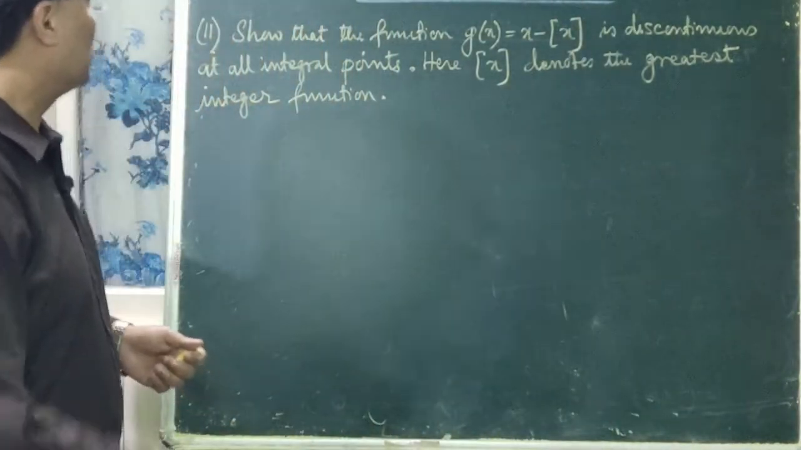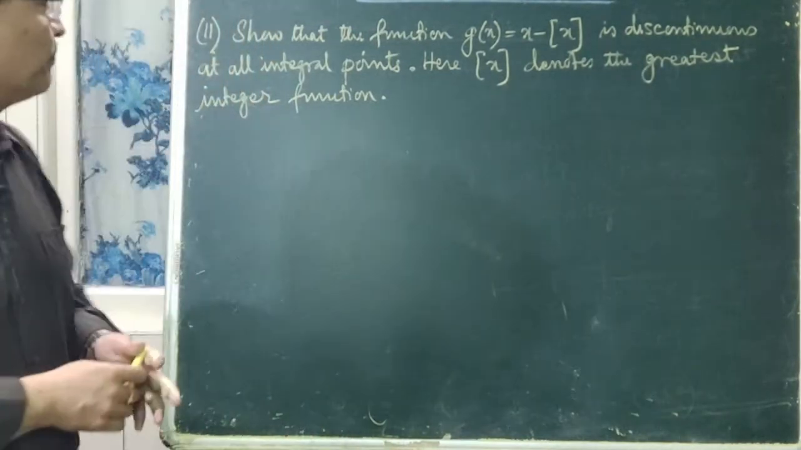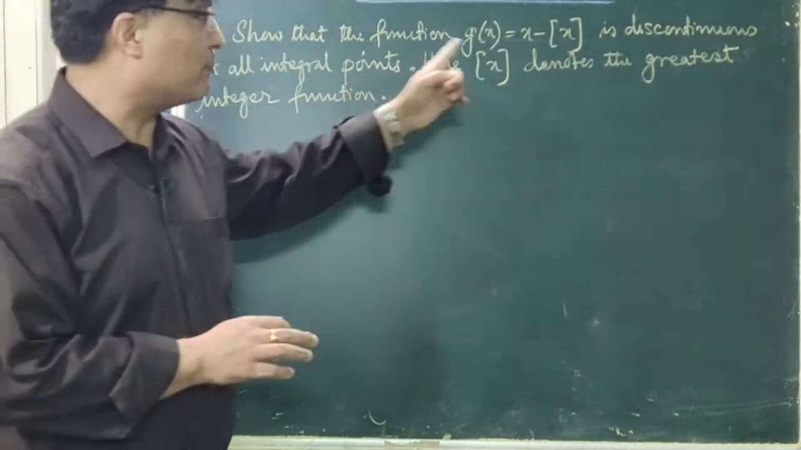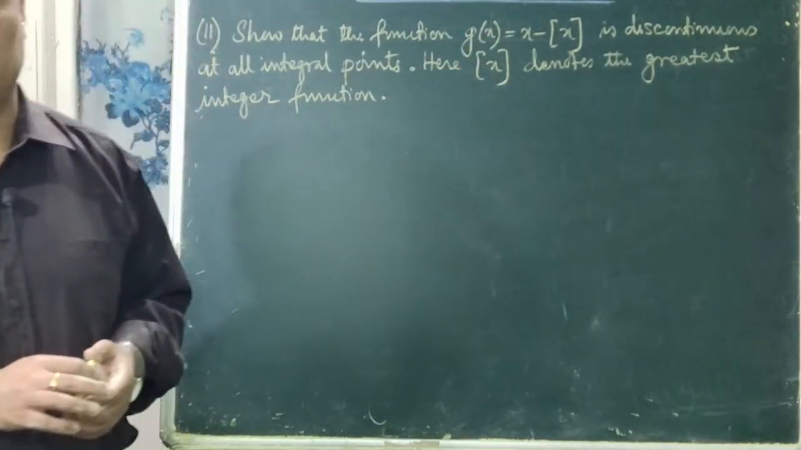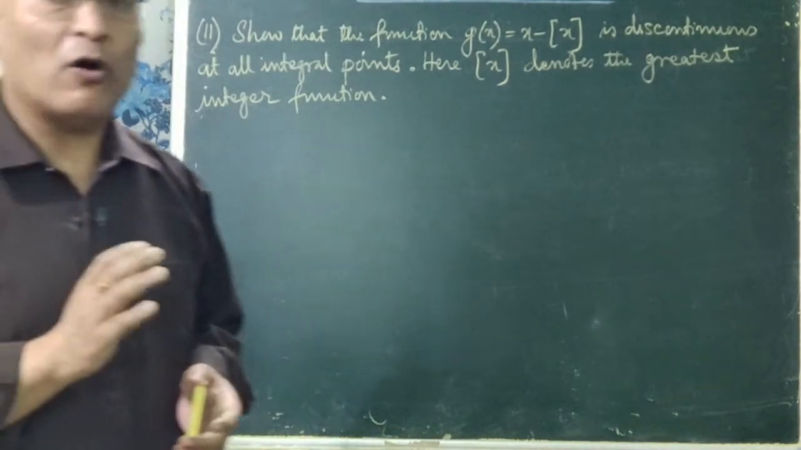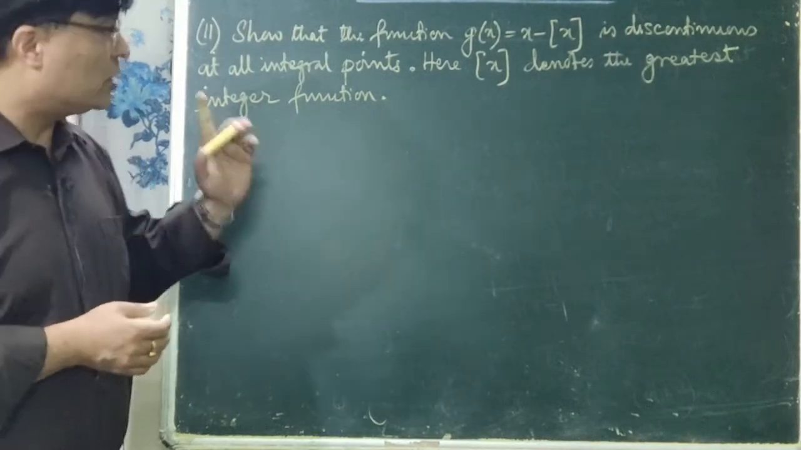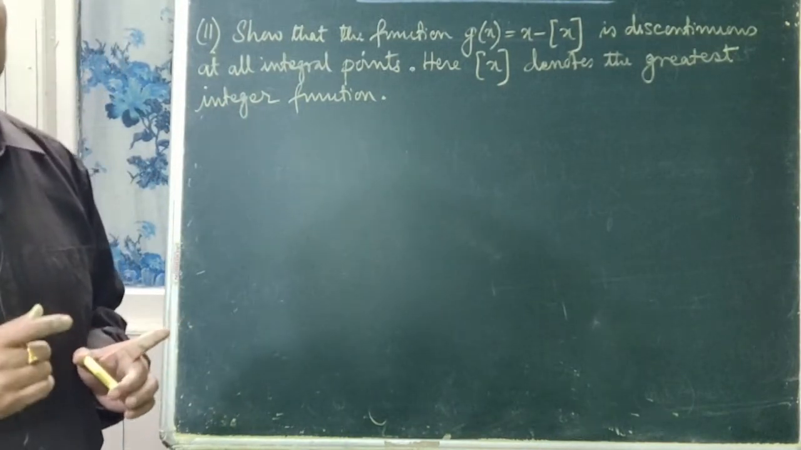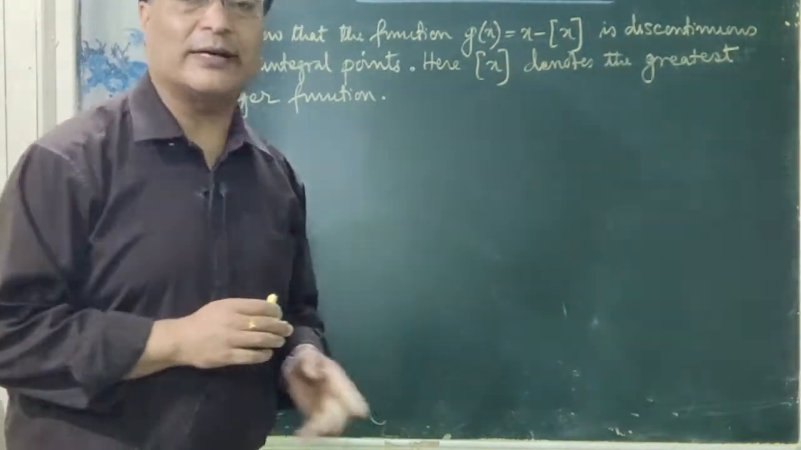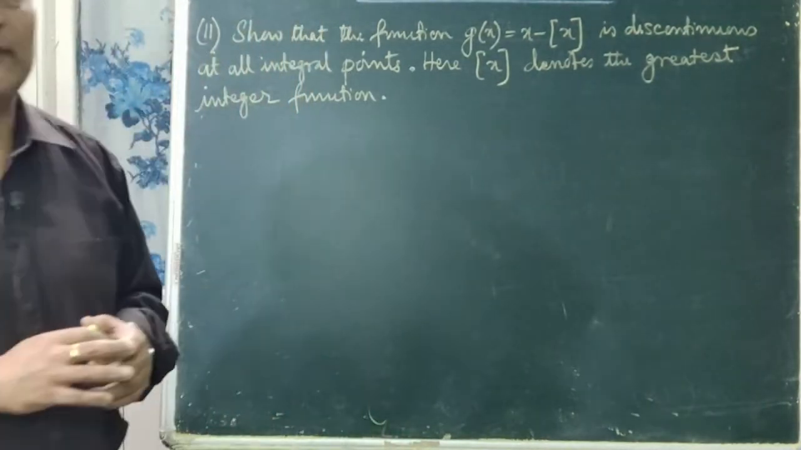So now we'll do the next question, that is question number 11, related to greatest integer function. You have to show that the function g of x is equal to x minus, within third bracket, x is discontinuous for all integral points. For all integral points, this function g of x is discontinuous. G of x is given as x minus, within third bracket x, where within third bracket x denotes the greatest integer function. Just now I told you about this greatest integer function.